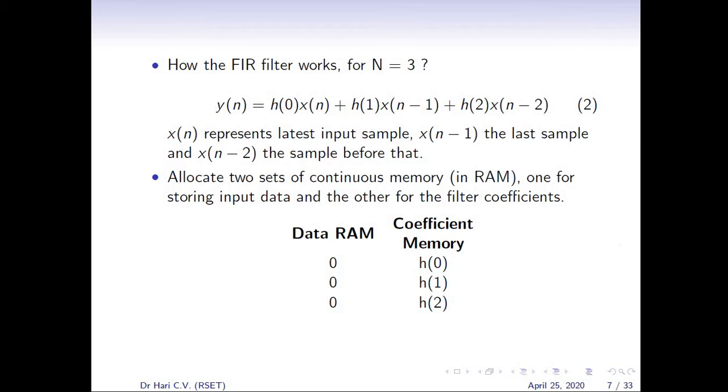We know the equation y of n is equal to h of 0 into x of n plus h of 1 into x of n minus 1 plus h of 2 into x of n minus 2, where x of n represents the latest input sample, x of n minus 1 the last sample, and x of n minus 2 the sample before that. So we allocate two sets of continuous memory in RAM, one for storing the input data and the other for the filter coefficients. The coefficient memory h of 0, h of 1 and h of 2 does not change, but before the first input sample arrives, the data RAM will be stored with the values 0.